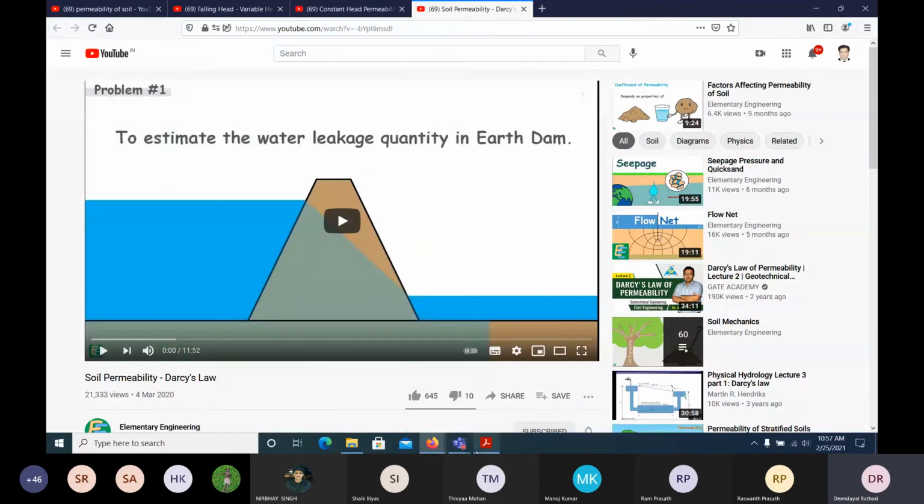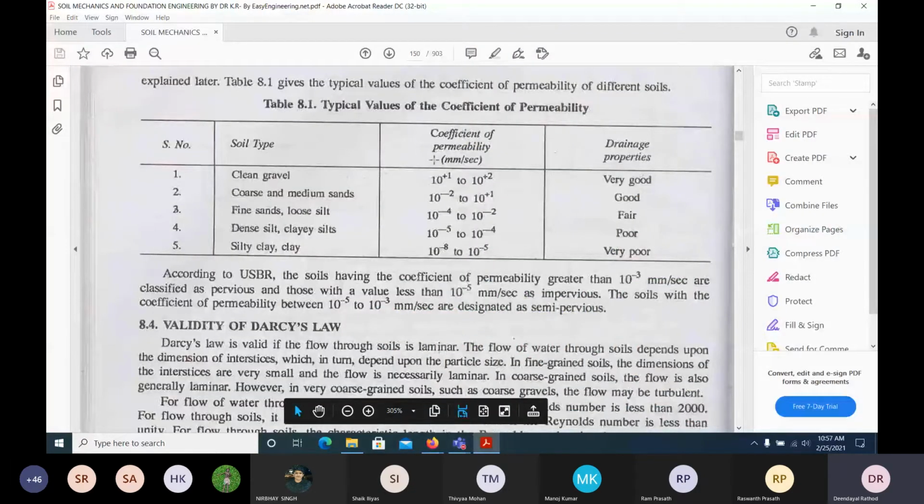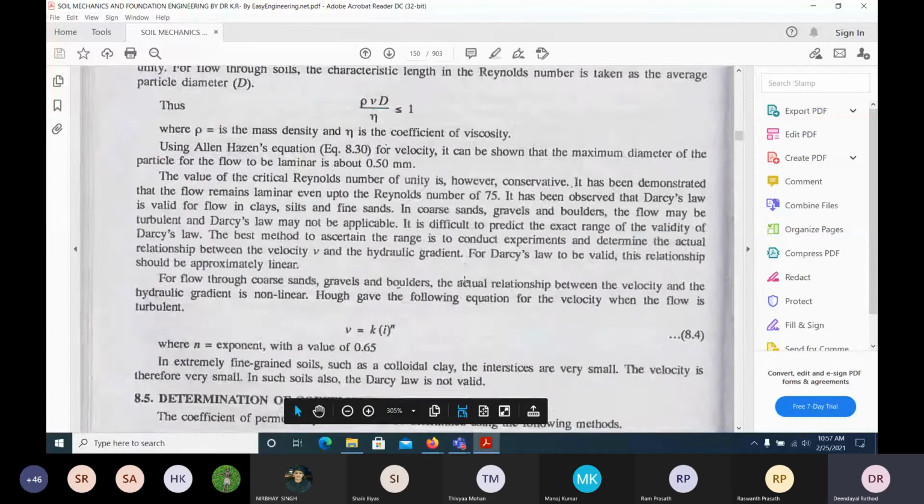So these are the things. Silty clay will have very, very poor permeability. Understand? So when is Darcy's law valid? It is valid for laminar flow.